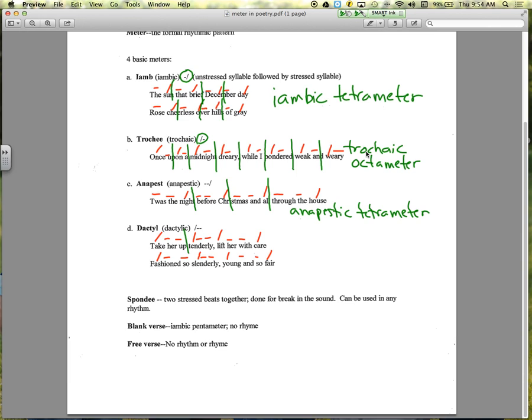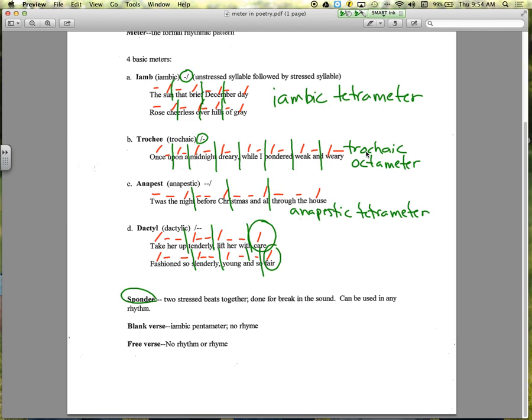So we have 1, 2, 3. But then we have this stressed here at the end. Is that a whole pattern? No, it's not a whole unit of rhythm. And if we look down here, we have the same thing. We've got 1, 2, 3, and then we have that extra stress at the end. Now there's a name for this, and it's called a spondee. A spondee is when you have 2 stress beats together.